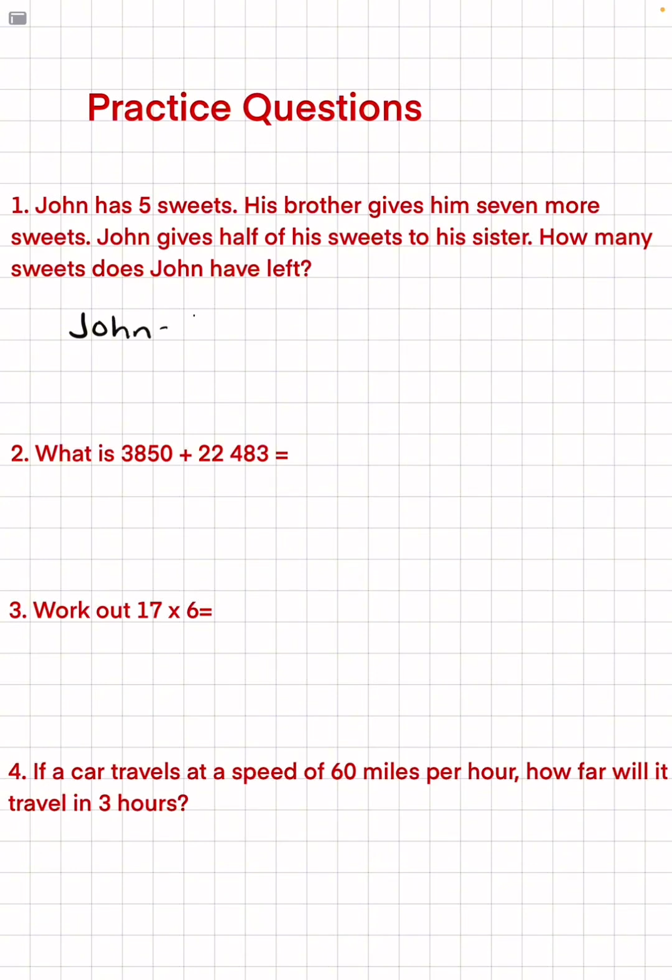John has 5 sweets. His brother gives him 7 more sweets. 5 add 7 equals 12. He gives half of his sweets to his sister. 12 divided by 2 equals 6. How many sweets does John have left? He had 12, he gave 6 to his sister. 12 minus 6 equals 6 sweets. John has 6 sweets left over.